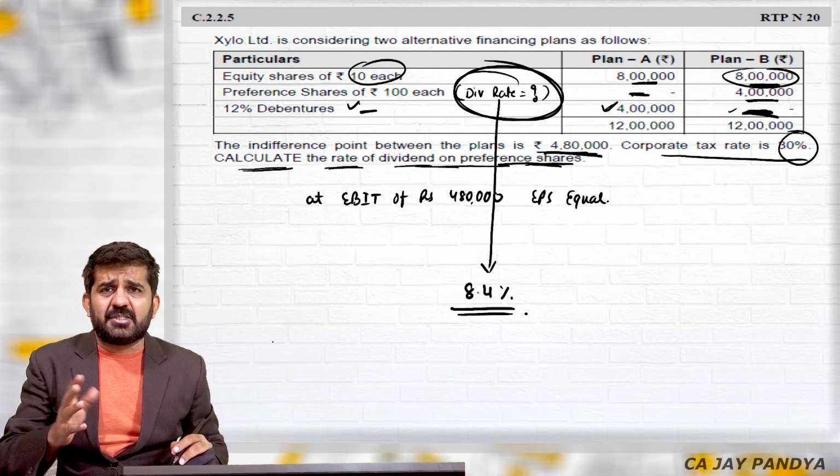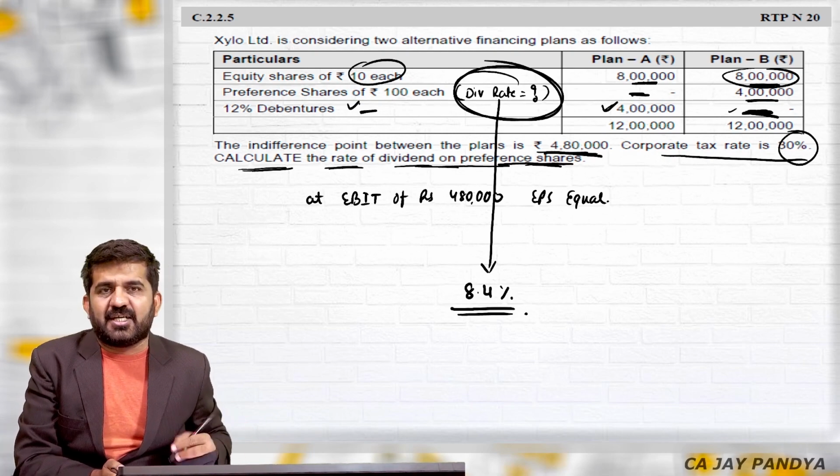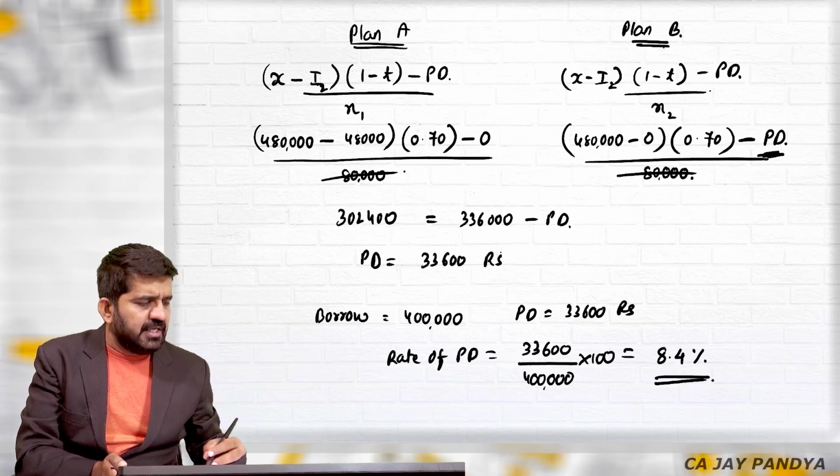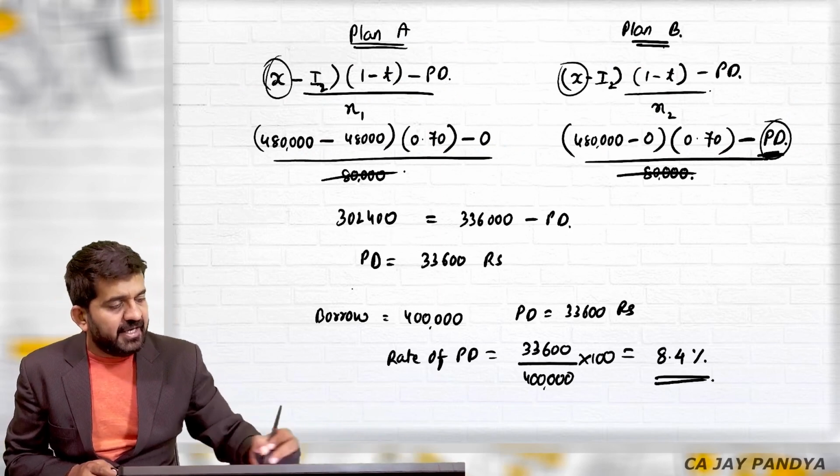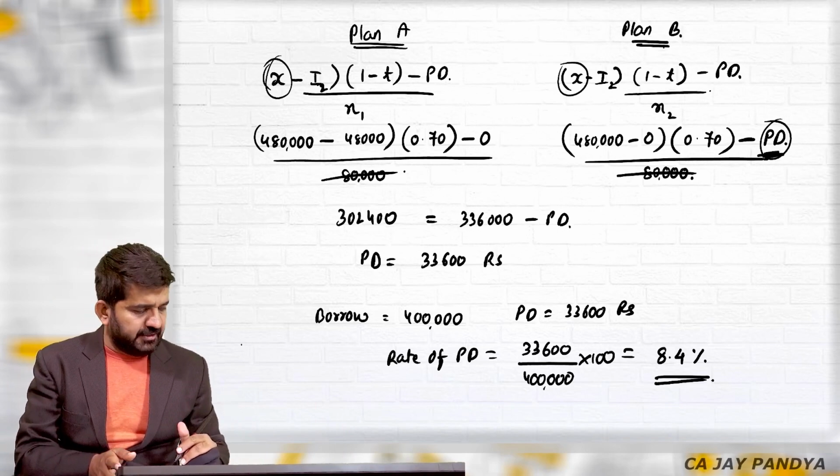Many times this type of problem-solving question is asked rather than the concept of finance. Here just the preference dividend is not given. What is already given is the EBIT-EPS indifference point, and we can solve the answer.